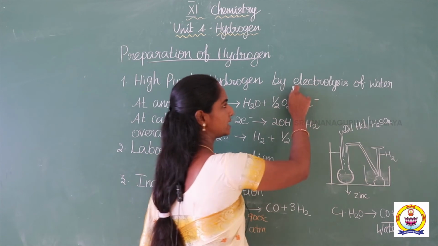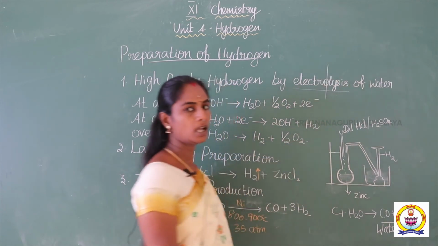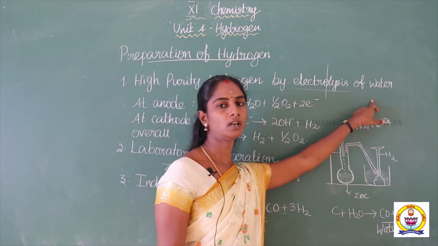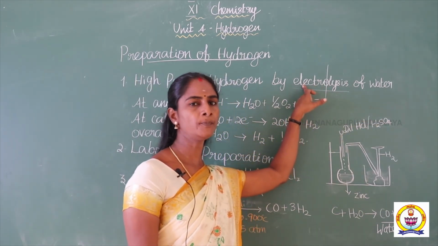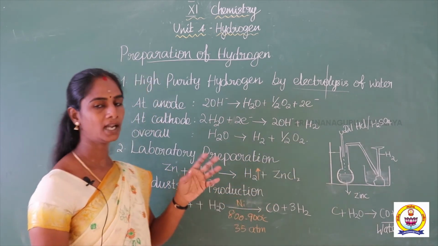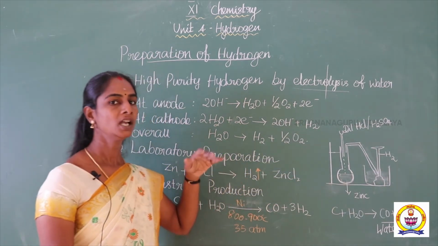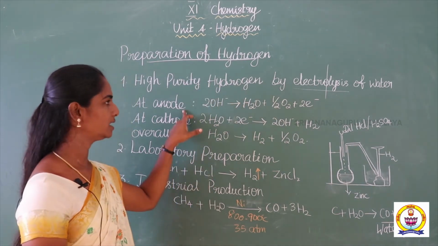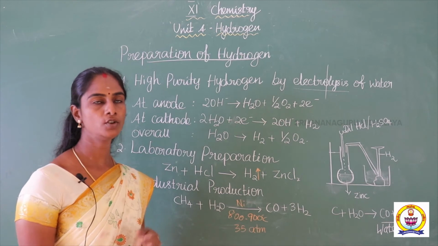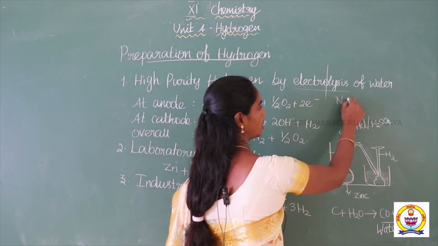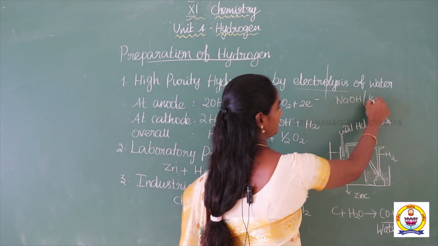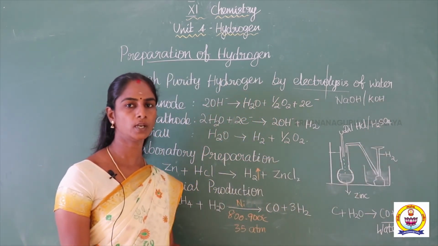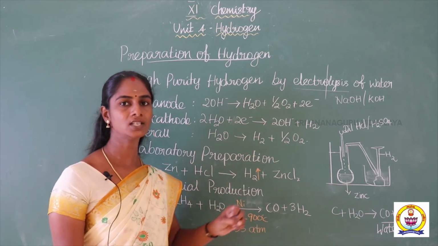What is meant by electrolysis? Divide the word: electro plus lysis. Lysis means breakdown of water by applying electric current. When we pass electric current through water, we can get hydrogen gas of high purity. Here we are using an aqueous solution of sodium hydroxide and potassium hydroxide, and passing the electric current for electrolysis of water.